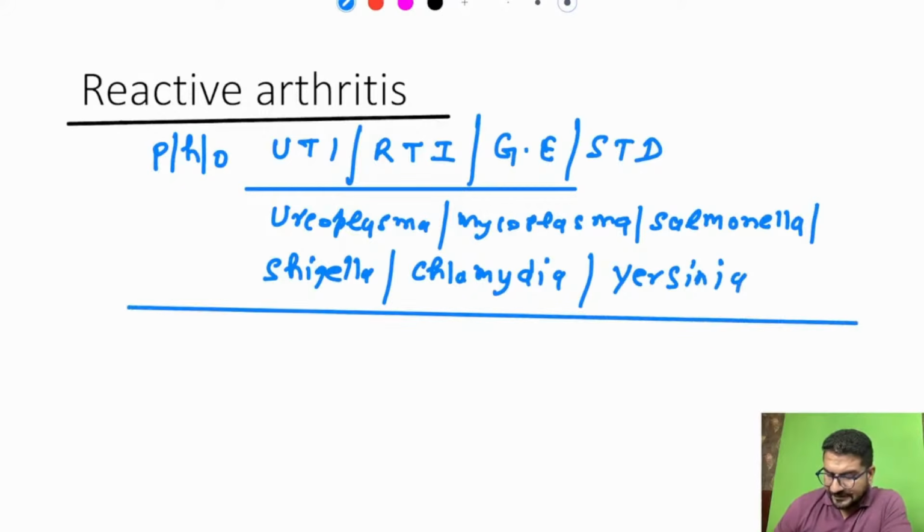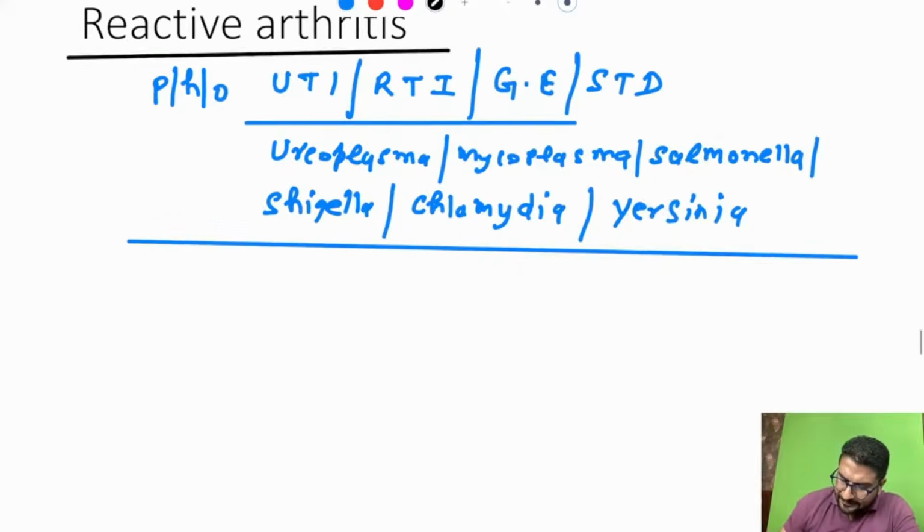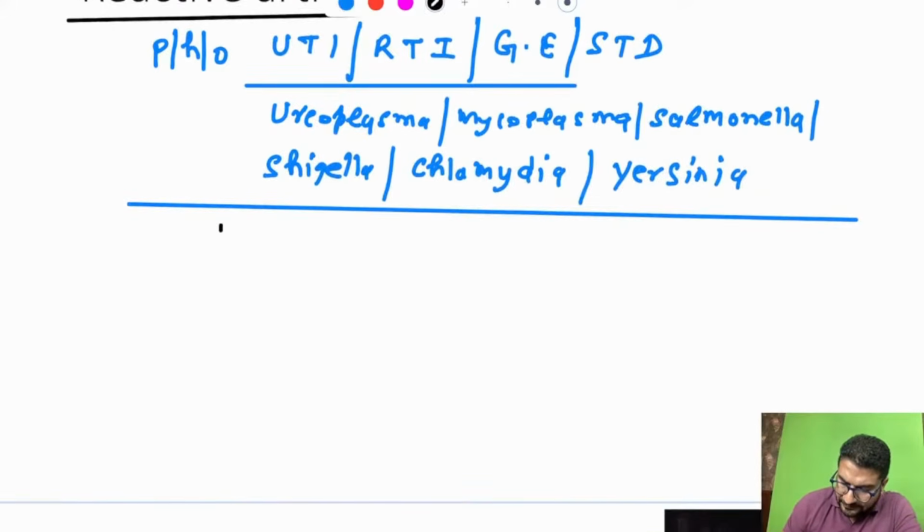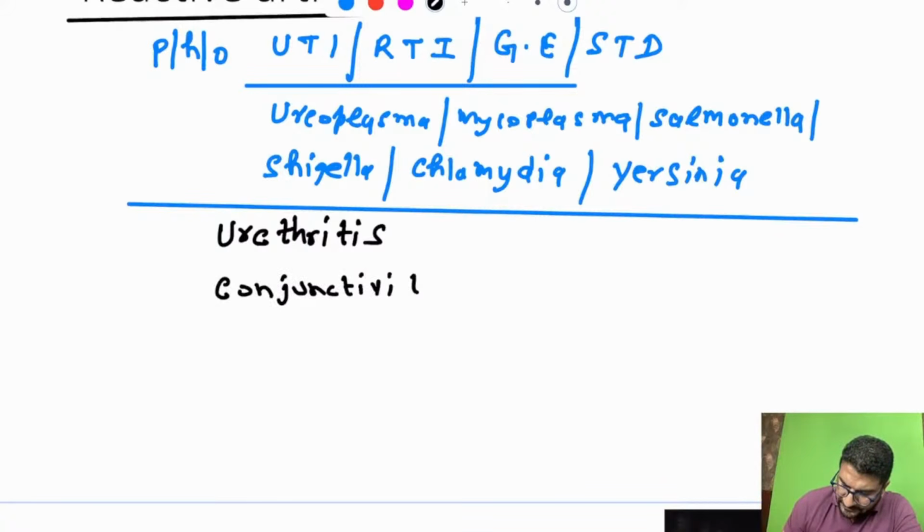So try to understand, patient is having past history of some infection. Then few weeks later understand patient developed urethritis. कुछ हफ्ते बाद क्या हुआ, यूरिथ्राइटिस हो गया. There is conjunctivitis and there is arthritis. So understand this thing.